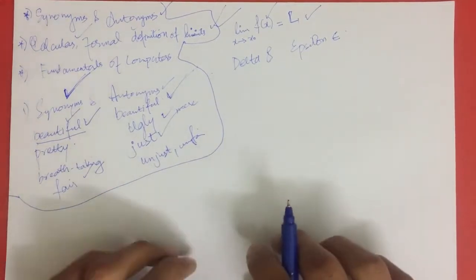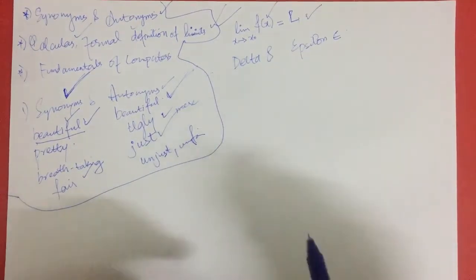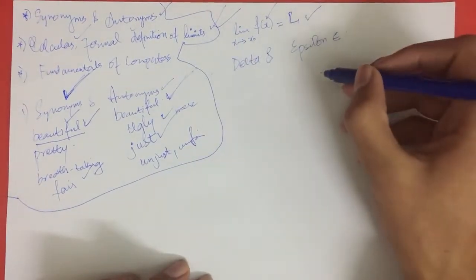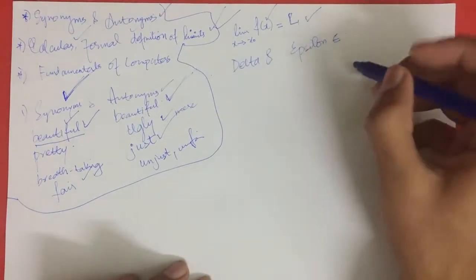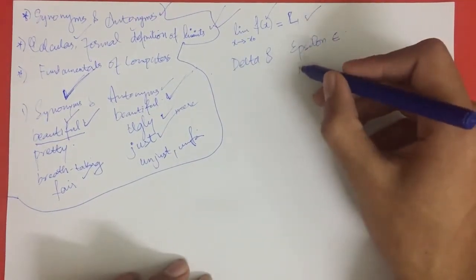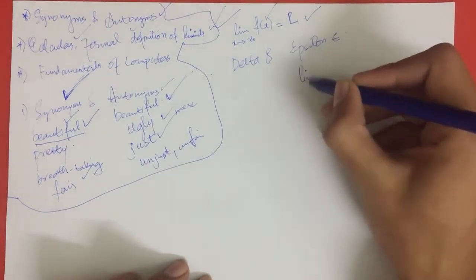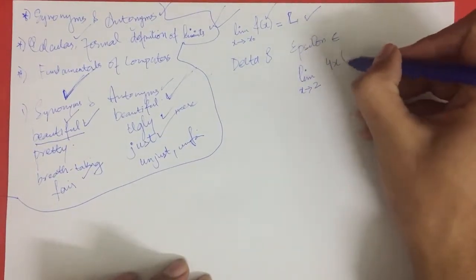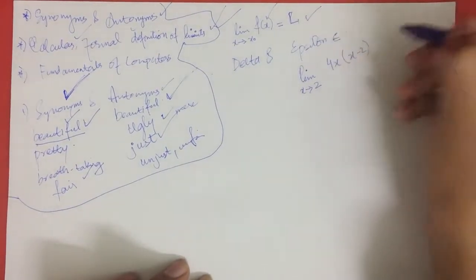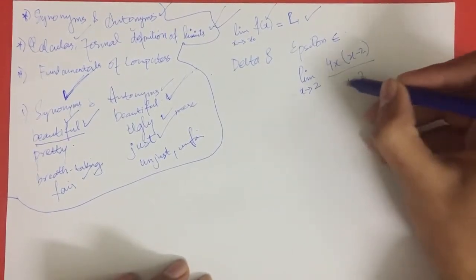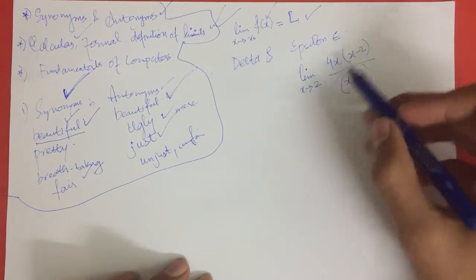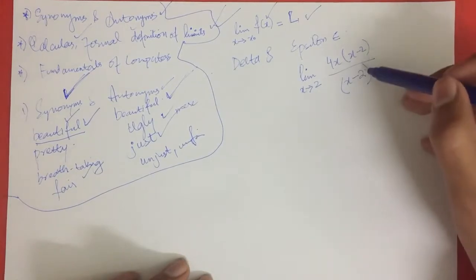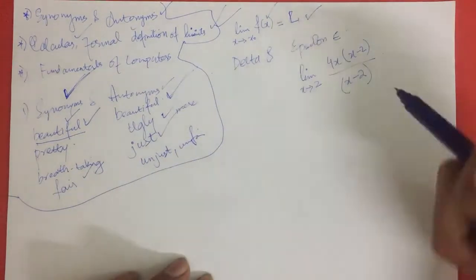So a formal definition of a limit is, for example, let me just draw a graph. Let's say there's a function, the limit as x approaches 2 of 4x(x - 2) divided by (x - 2). This is a function which is not defined at 2, because if you put in 2, you get an undefined result, since anything divided by 0 is undefined. So this is your function.